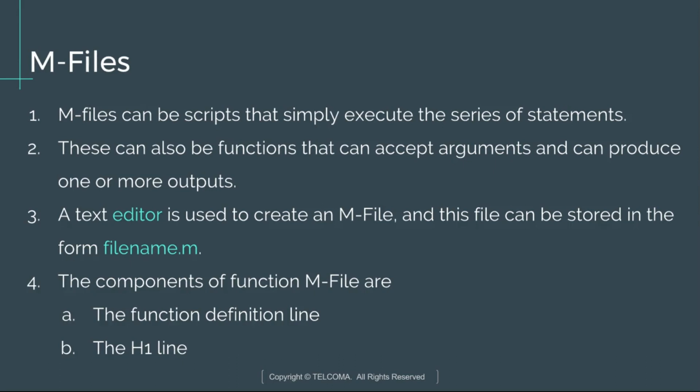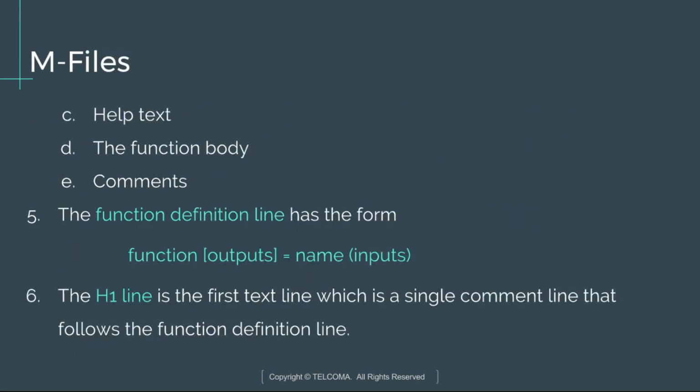M files in MATLAB can be scripts that simply execute a series of MATLAB statements, or they can be functions that can accept arguments and can produce one or more outputs. M files are created using a text editor and are stored with the name of the form filename.m. The components of a function M file are the function definition line, the H1 line, help text, the function body, and comments.